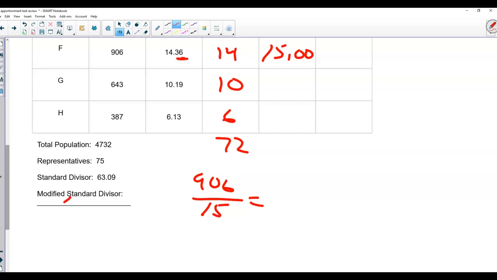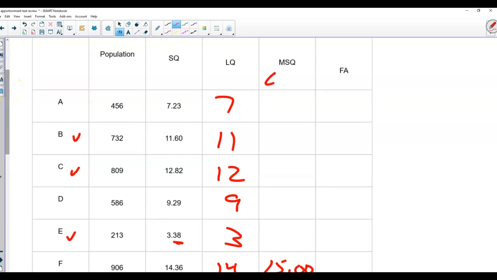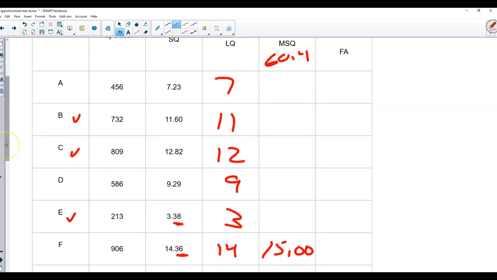And that's going to give me a 60.4. And that's my new standard divisor. I'm going to divide each population by that 60.4. When I do that, I'm going to get 7.55, which means my lower quota is 7. I'm going to get 12.12 here. That brings my final apportionment, or my lower quota, to 12.